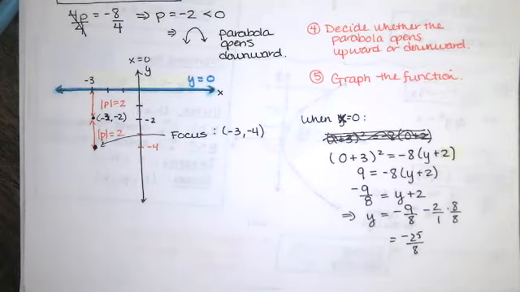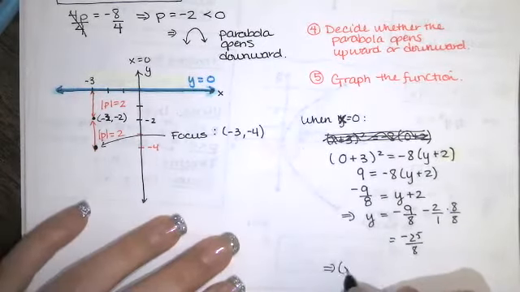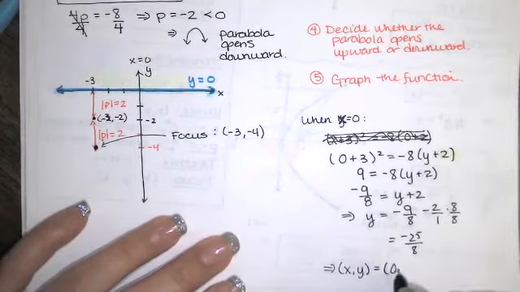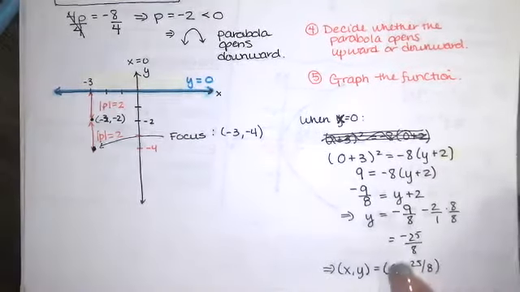So why did I do all of that? Because I wanted a point. I wanted a point on my parabola. So that means the xy pair 0 and negative 25 over 8 is on my parabola.